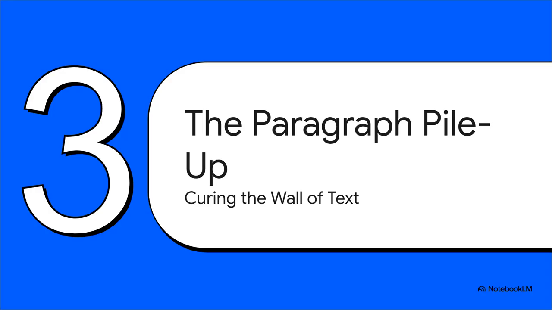Section 3, the paragraph pileup. Let's look at our researcher's introduction. It should be a crisp 600 to 900 words. And their results and discussion sections? Combined, those should sit somewhere between 1,200 and 1,800 words.